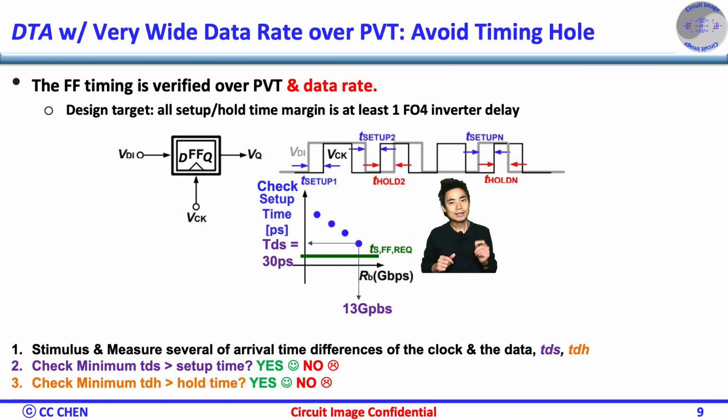As you can see, the DTA of the data's early arrival time shows the raw data rate has lots of margin away from the setup time. But as the data rate approaches 13 gigabit per second, the timing margin is only 30 picoseconds. Is that good enough? I don't know, since the delay or setup time may depend on different PVT conditions.